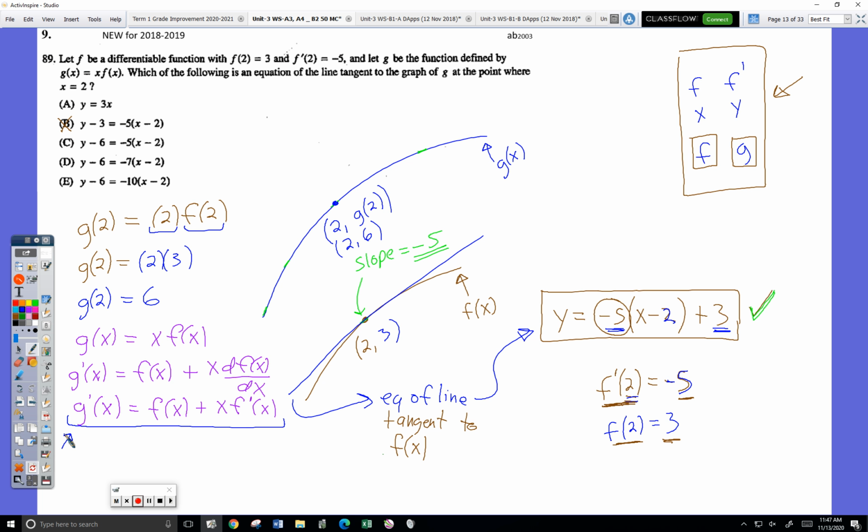But in other problems, you're going to need to plug in the slope, which means you're going to replace g prime with some number, and then you're going to figure out at what x does that slope occur. So we plug in x equal 2 to find the slope of g at an x value of 2.